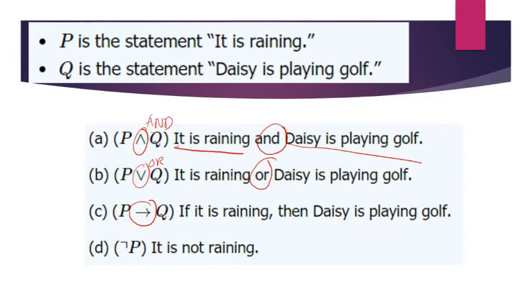Dito naman sa second statement, it is raining or Daisy is playing golf. So, either of the two ang nangyayari. So, it makes this statement na or na true kung true ang isa sa kanila. Wala siyang pake kung false or true ang second or first. As long as may isa sa kanila na true, magiging true overall to. While this one, mangyayari lang ito if true ito lahat, this one.